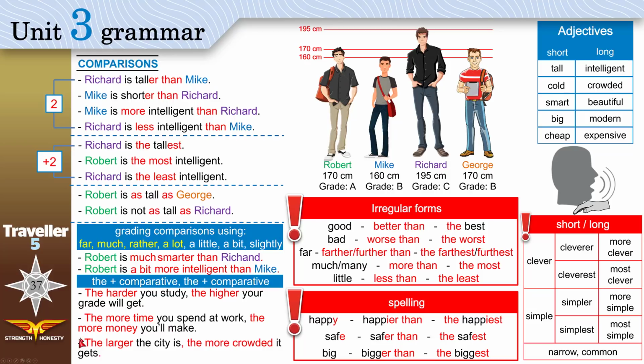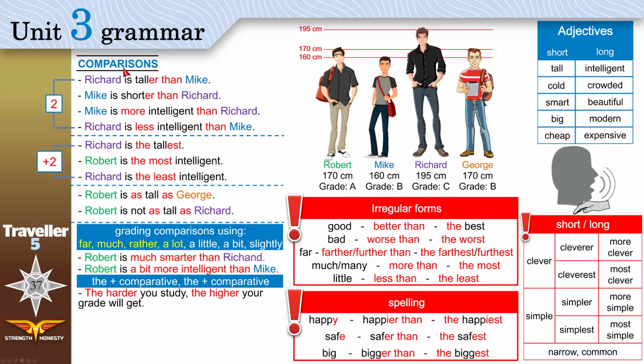Another example. The larger the city is, what will happen? The more crowded, more people will be in that city. The larger the city is, the bigger the city is, the more crowded, more traffic it gets. This time I used a short adjective, large, and a long adjective. Is this easy for you? Okay, one more comparison form.